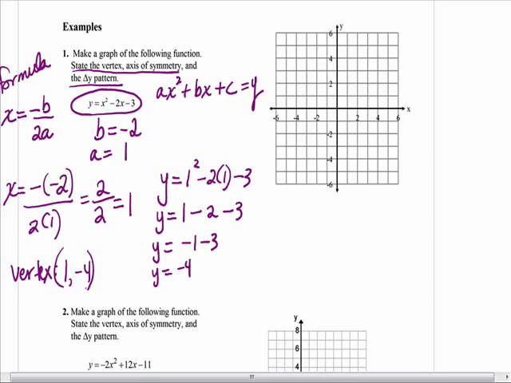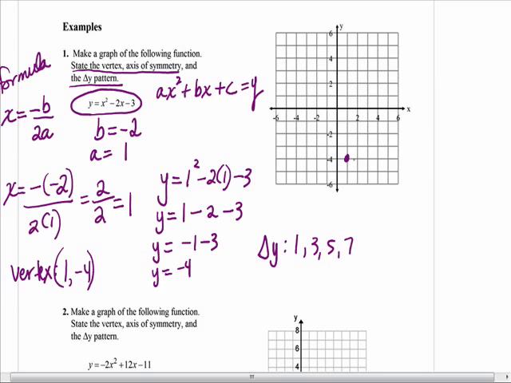Any questions on how I found the coordinates of the vertex? Great. Let's go ahead and plot the vertex. Over 1, down 4. And then the next step said to calculate the delta y pattern. You guys, is there a value of a that changes our delta y pattern in this example? No, a is 1, right? So our delta y pattern is going to be 1, 3, 5, 7, right?